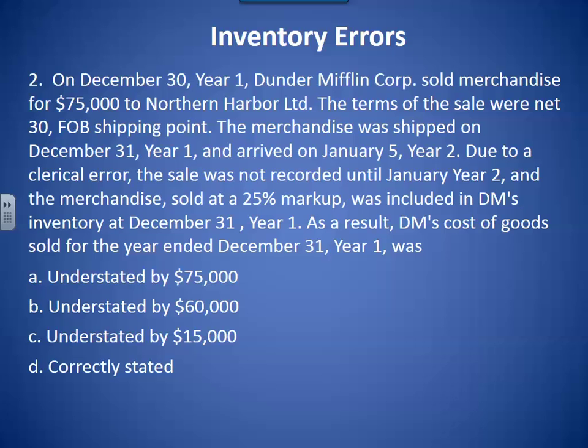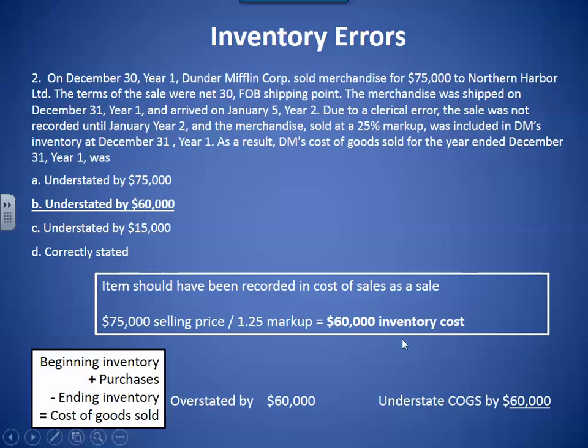As a result, Dunder Mifflin's cost of goods sold for the year ended December 31 was, and again, go ahead and stop your video. Okay, in this case, the answer will be B, understated by $60,000, but we also have to go through the fact that we weren't given the cost of the inventory, we were given the sales price, so we have to back into it. We're told that there's a 25% markup on the inventory.